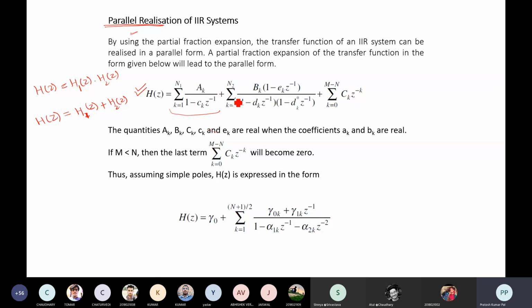If it is a second order system, that means its poles will be lying in complex conjugate form. So it will be of the form 1 minus dk z to the power minus 1 into 1 minus dk star z to the power minus 1, where star represents the complex conjugate. So these two poles will be there in complex conjugate nature. So these are complex conjugate poles.